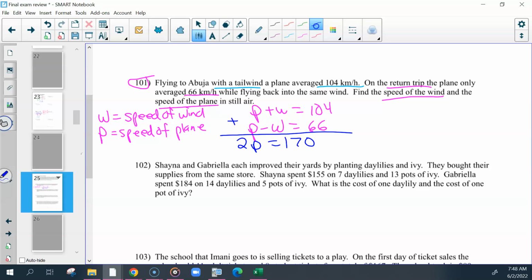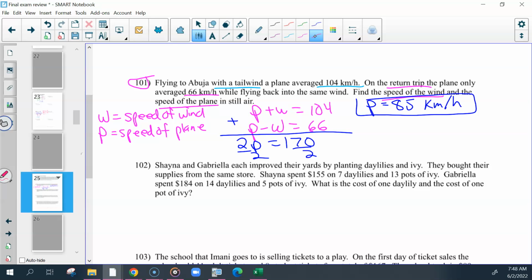And then divide both sides by 2. So the speed of the plane is 85 kilometers per hour. That would be one of our answers. Then we just have to find the other by putting that into one of the equations and figuring that out.